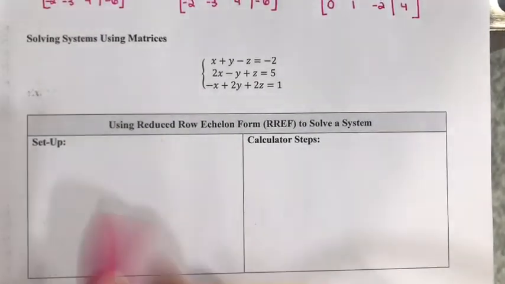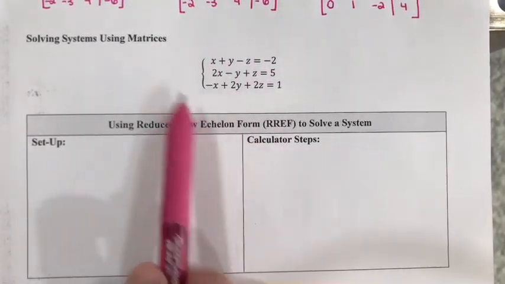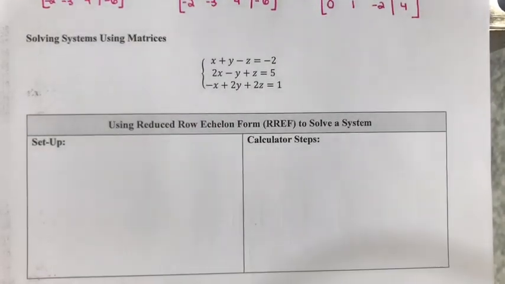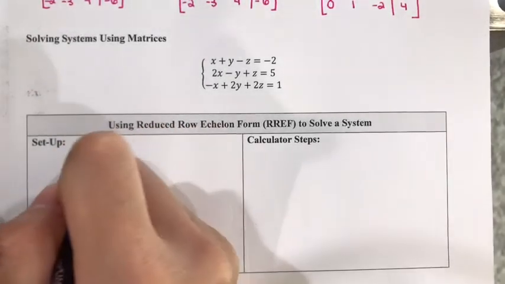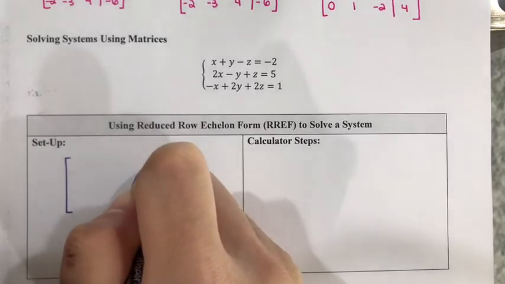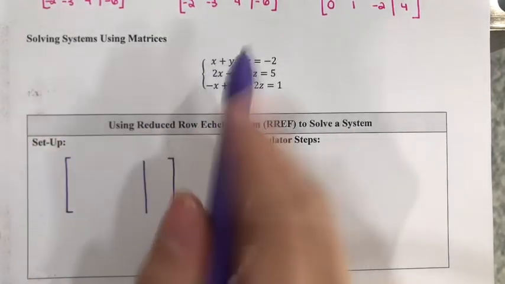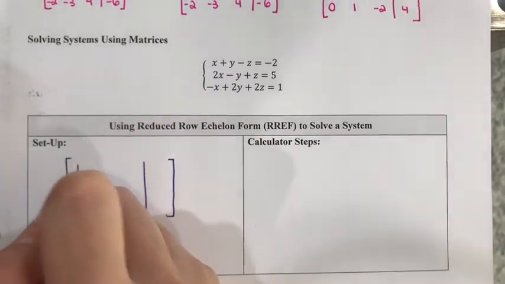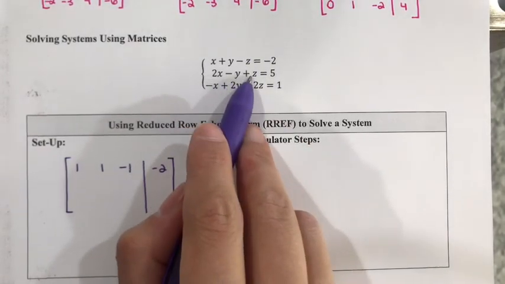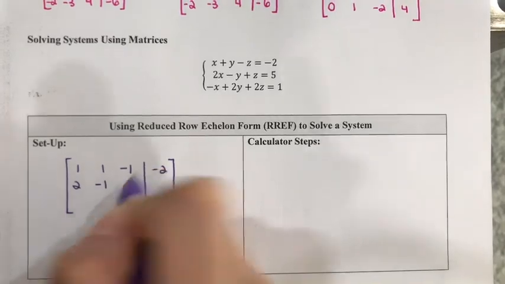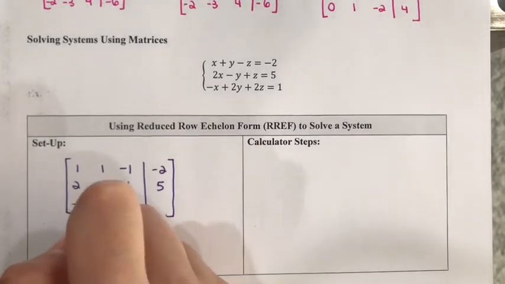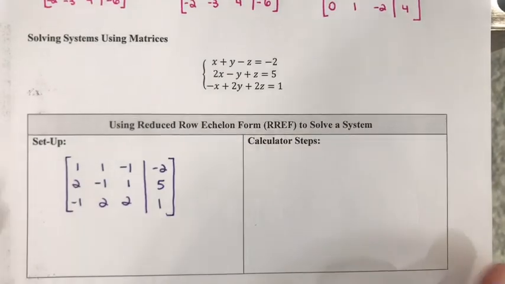Okay, so for example, I want you guys to have your calculator ready. And we're gonna be setting up our system of 3 variables. And we're gonna use an augmented matrix to solve this. So let's first set up our augmented matrix. So I'm gonna put my coefficients in. I've got 1, 1, -1. Constant is -2. 2, -1, 1. Constant is 5. -1, 2, 2. The constant is 1. Okay.